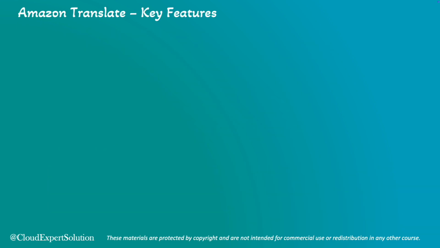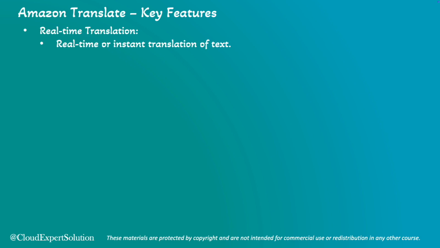Let's dive into the key features of Amazon Translate. To start with, real-time translation. Amazon Translate provides real-time translation for applications that require instant translation of text. You have the option to control brevity, formality, and profanity masking. We'll review those options in our demo. This option is particularly useful for chat applications, customer support, and real-time communication tools because there you need real-time translation.